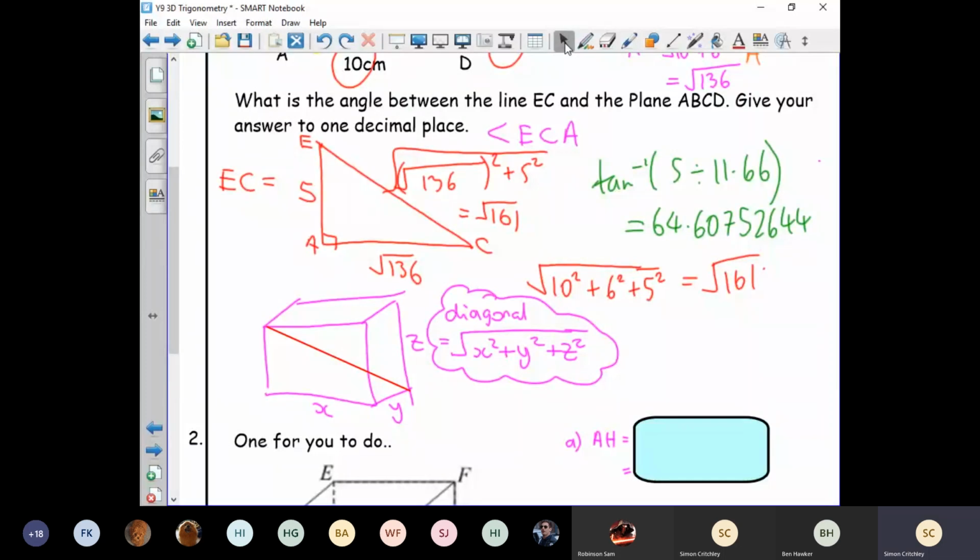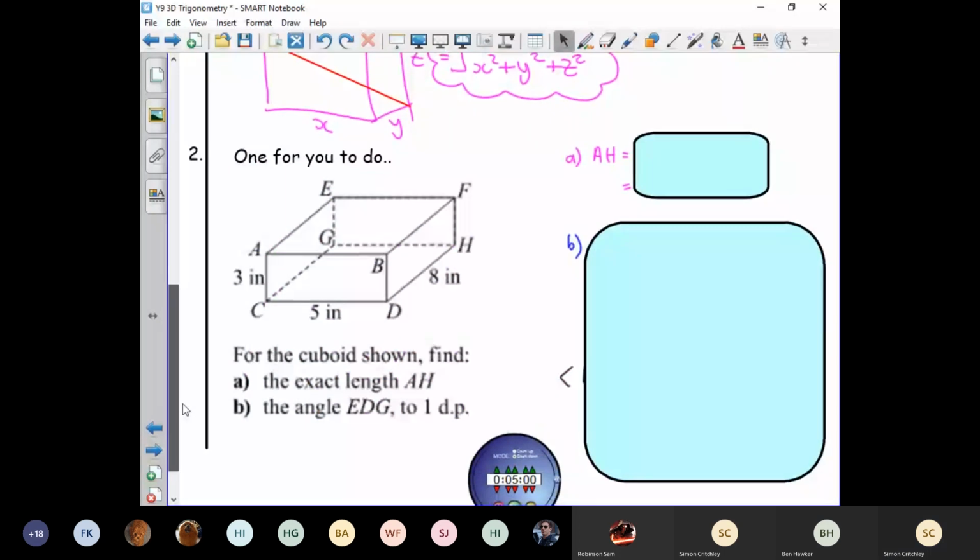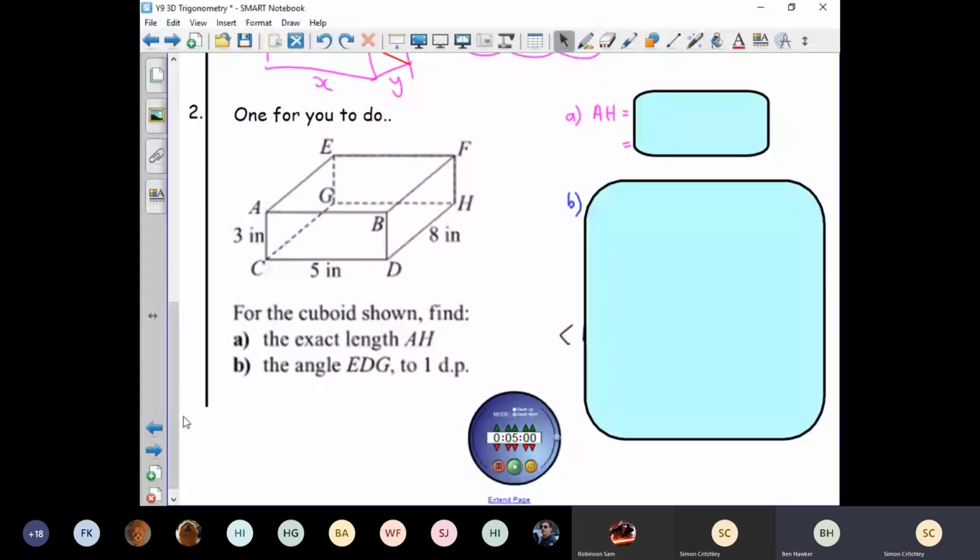Right, one for you to do. I'm going to put a question on the board now, give you 5 minutes. I think there's a couple of parts to it. It's very similar. It's a cuboid, and you've got to do a couple of calculations on it. This is the one for you to do. You've got a cuboid, you've got 3, 5, and 8 inches. You're asked to do a couple of things. You're asked to calculate the exact length of A to H.